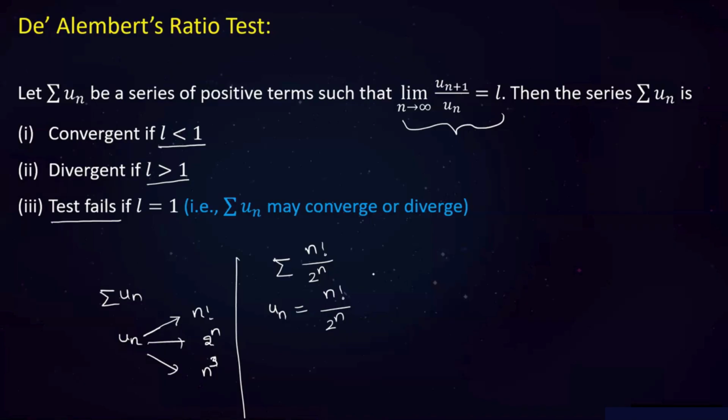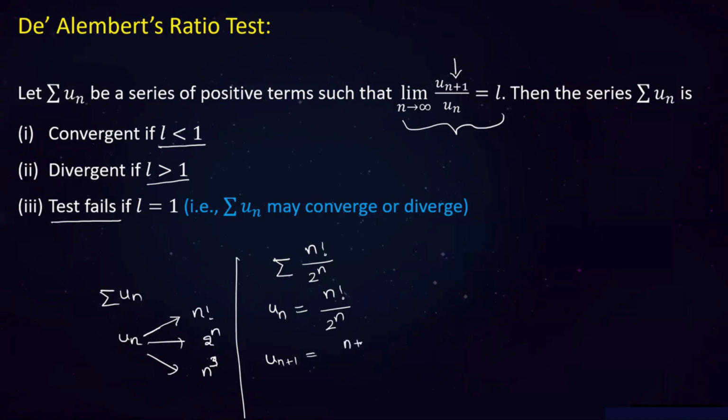So to proceed in ratio test, we need u(n+1) also. But what is that u(n+1)? u(n+1) is the (n+1)th term, right? u(n) is the nth term in the series and u(n+1) is the (n+1)th term. So to get u(n+1), we need to replace n by n+1. So everywhere, wherever you have n, replace it by n+1.